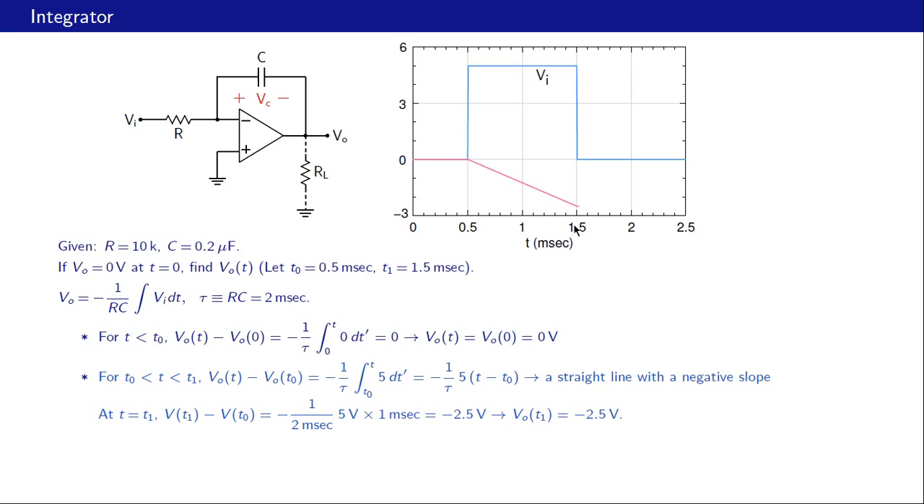After this point the input voltage is 0, and therefore this integral will be 0, and therefore Vo will not change. So for t greater than t1, Vo remains constant since Vi is equal to 0 volts, like that. So that is our overall Vo of t.